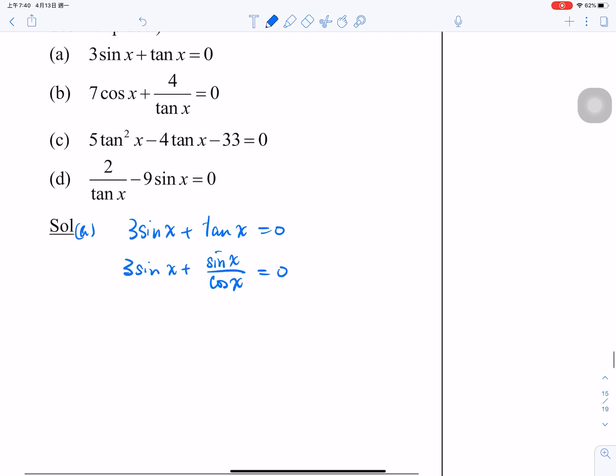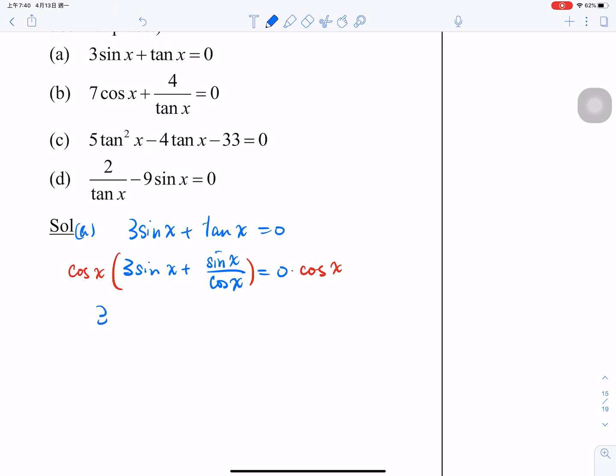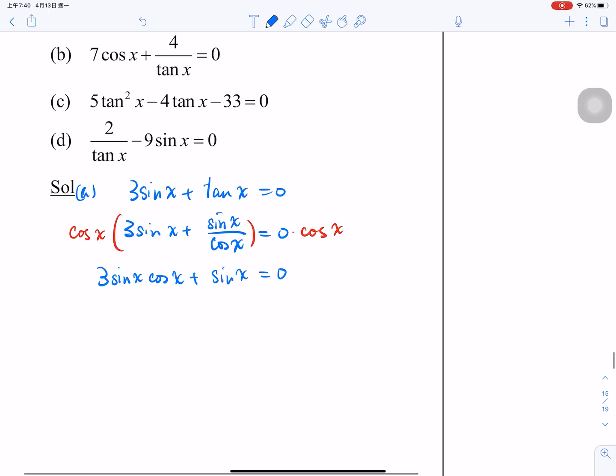Okay. Then here we can multiply by cosine x on both sides. As a result, 3 sine x cosine x plus sine x equals 0. And here, cosine x not equal to 0 because you multiplied on both sides. Okay, so have a look.